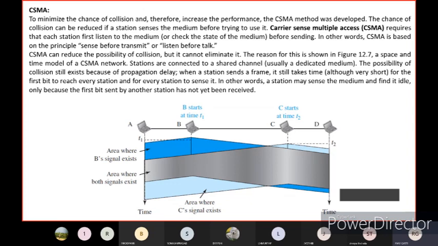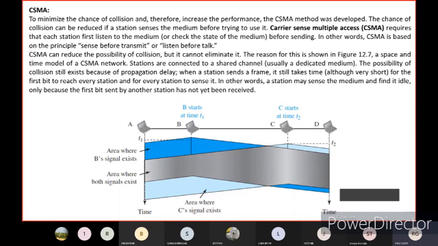Why? Because you can see here that at some instant of time, both C's packet and B's packet are overlapping each other. Because of that overlapping, station A cannot access the frames transmitted by station C. Similarly, the same applies to station D.